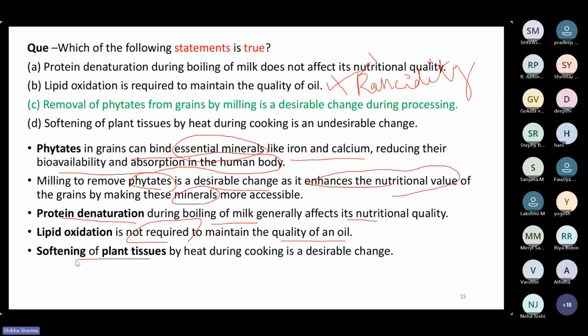Next is the softening of plant tissues by heat during cooking is a desirable change. So basically softening of the plant tissues is not desirable because it degrades the texture or the firmness of the fruits or vegetables.